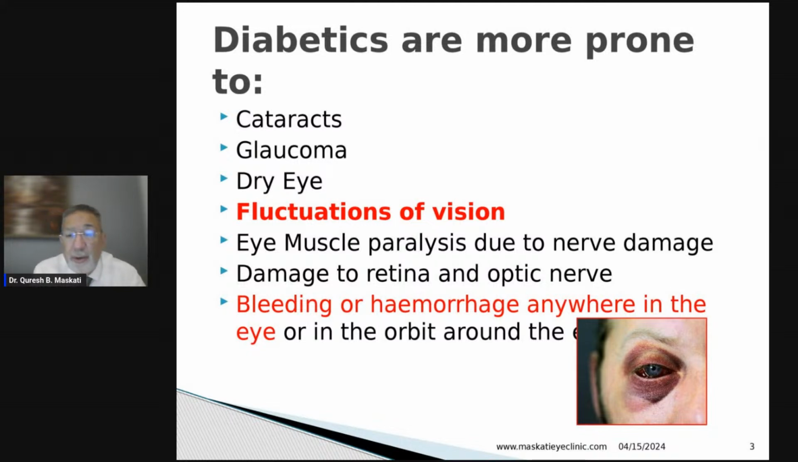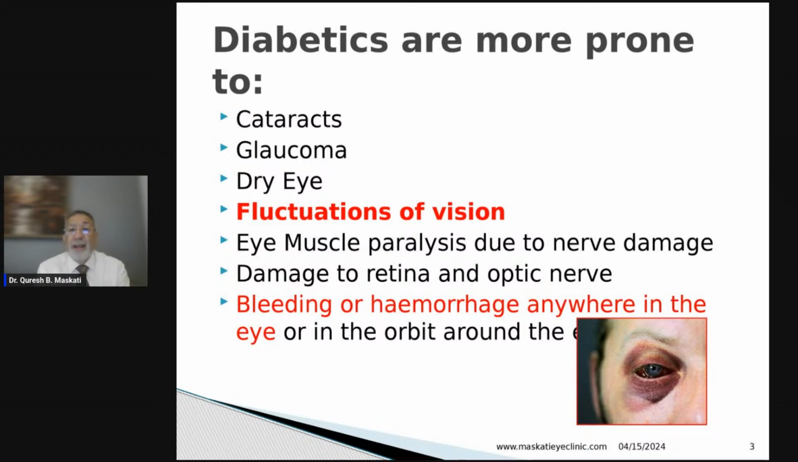The tears of the eye, which are required 24 hours to keep the eye moist and to give you perfect vision, that goes down in quantity and quality. So diabetics are more prone to dryness of the eye. And because of dryness of the eye, because of cataract, little changes in pressure, they can get fluctuations of vision. So a diabetic might tell you that I see better sometimes and less better some other times. Their eye muscles are easily paralyzed due to nerve damage.